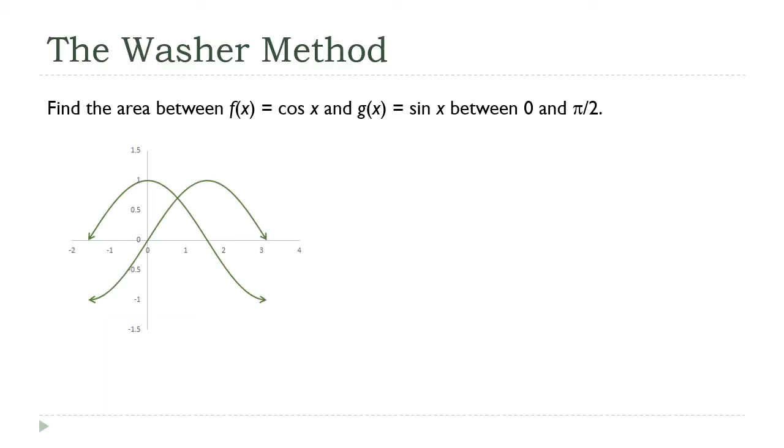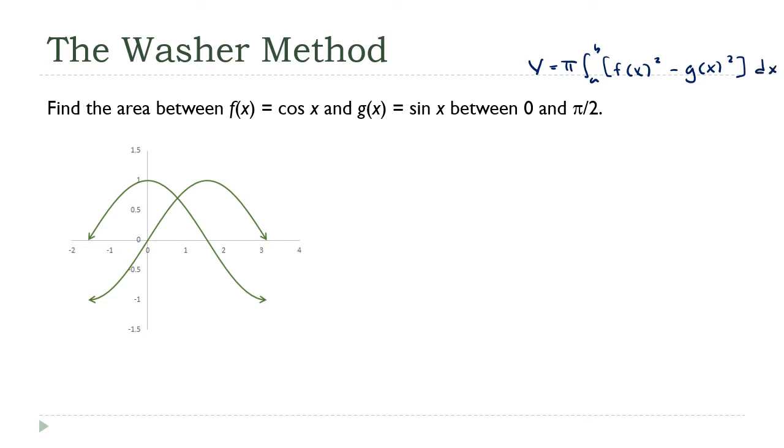So let's look at some examples of how we can use our new washer method to find some actual volumes, right? The volumes generated by rotating some curves. So first, just for a reminder, remember that the washer method says if we have two curves, two graphs, one on top of the other, and we revolve the region between them around, for now, the x-axis, then the volume generated by that revolution is pi times the integral from a to b of f of x squared minus g of x squared dx.